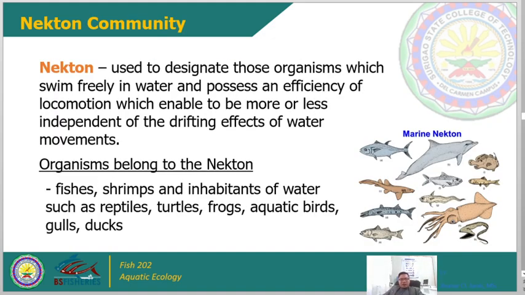So again, as I have said, examples of nectons are basically the organisms that live or that are able to move at their own will. They do not rely at the water current to move. So examples are fishes, mammals, mga chondrichthyes, mollusks, and some other forms of fishes, mga bony fishes, and some others. Okay, so organisms belong to nectons, shrimps, fishes, inhabitants of the water such as reptiles, turtles, frogs, aquatic birds, gulls, and ducks. So, tanan mga organism nga makamove, muna silang gitawag nato nga mga nectons. Tulo na, planktons, neuston, and nectons. I hope you can classify each of them.